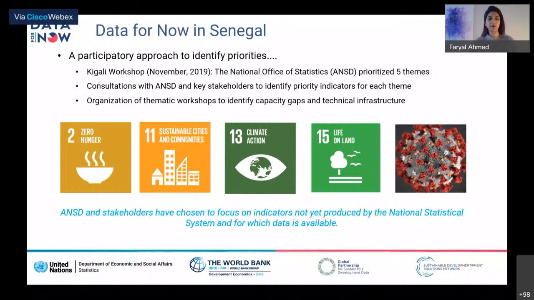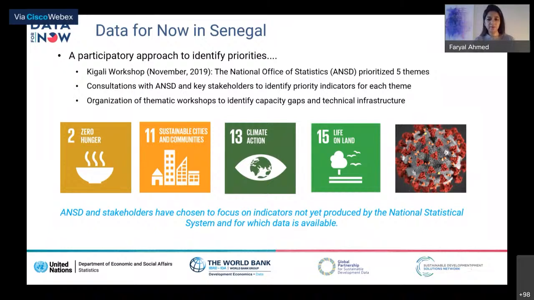So since the inception workshop in 2019, ANSD prioritized 5 themes under which they had identified various data gaps. So these 5 themes are the SDG 2, which is on zero hunger, SDG 11, 13, 15, as well as the COVID-19 thematic area, where they had identified various data sources which can measure the impact of COVID-19.